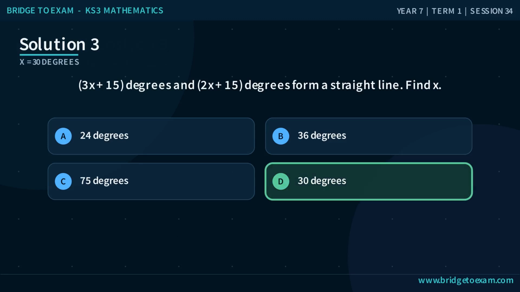Option D is correct. X equals 30 degrees. 5x plus 30 equals 180. Subtract 30 to get 5x equals 150, then divide by 5.